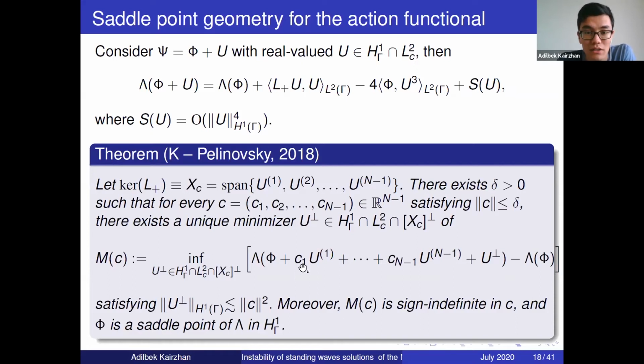And here is the proof, where you just take this function, take the derivative, and then apply the implicit function theorem. Using the implicit function theorem, you find that for every c there exists a unique minimizer. So in some sense, this u perpendicular is a function of c, and you can show that this estimate holds for the u perpendicular.